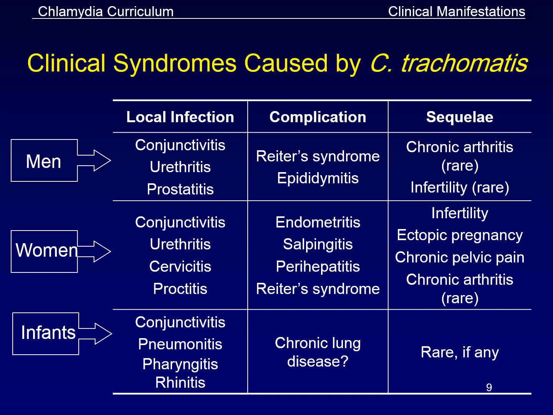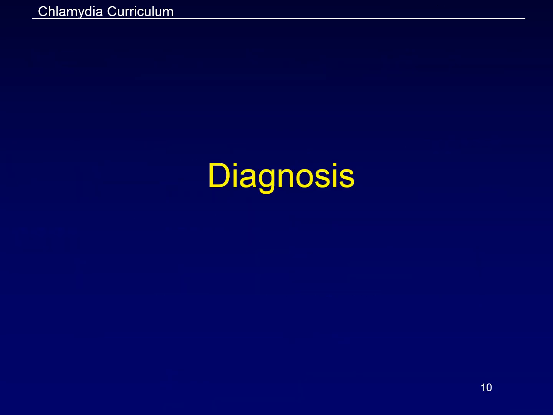You can see the complications. In men they can involve Reiter syndrome and epididymitis, while in women, endometritis, salpingitis, and perihepatitis can also occur, while infant pneumonitis and chronic lung disease can also occur.